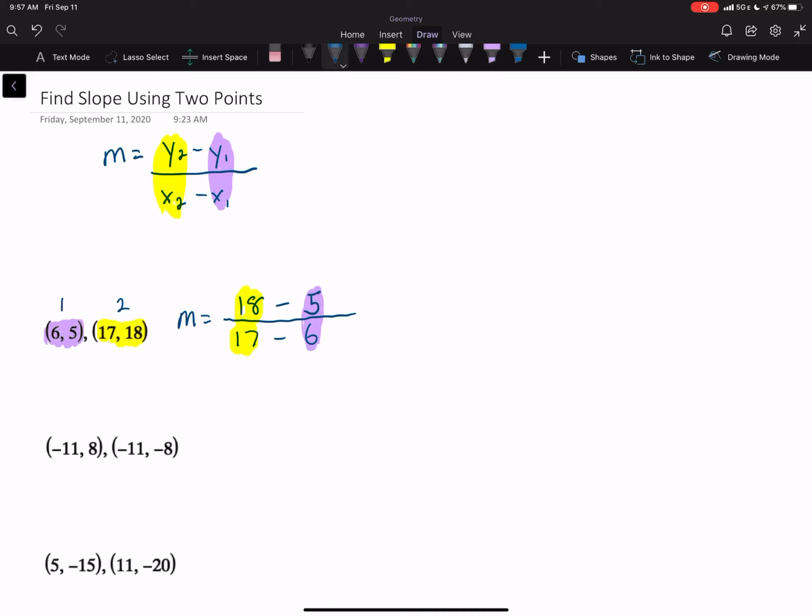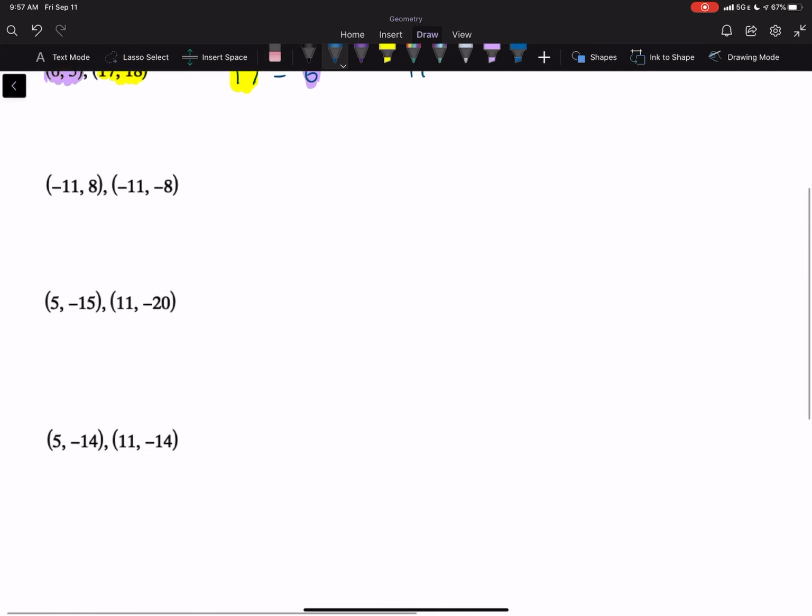So we're going to solve this. 18 minus 5 is 13, and 17 minus 6 is 11. All right, now we don't change this into a mixed number. We leave this as it is. So the answer to this question is just that, 13 over 11. That is the slope. M equals 13 over 11. Final answer. All right, let's take a look at some more.